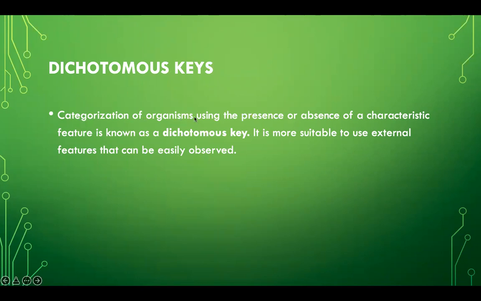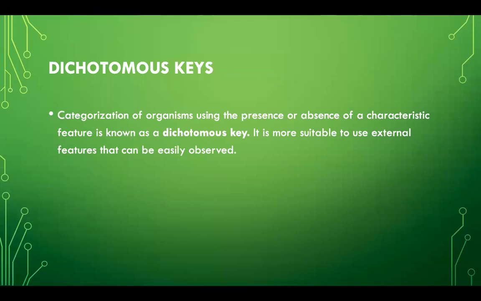What is a dichotomous key? It is based on physical characteristics. Basically, you can divide plants or animals based on these physical characteristics, based on the presence or absence. That is two things. If something is present, let's say a physical characteristic, for example, walking. If the animal can walk, you can put it in one category. If it cannot walk, another category.